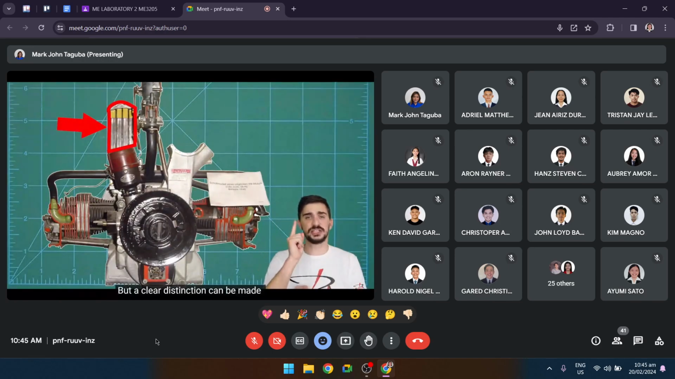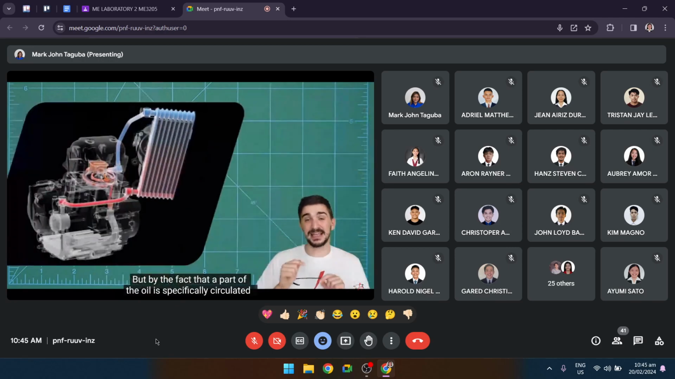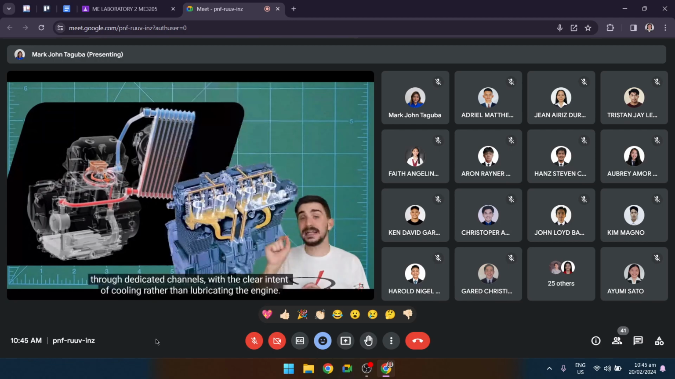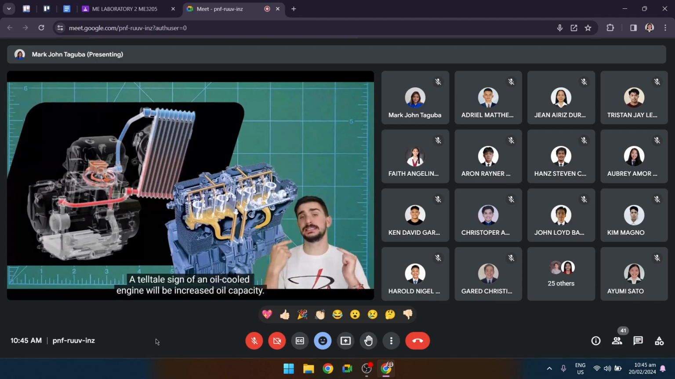But a clear distinction can be made, and an engine is classified as oil-cooled not by the presence of an oil cooler, but by the fact that a part of the oil is specifically circulated through dedicated channels with the clear intent of cooling rather than lubricating the engine. A telltale sign of an oil-cooled engine will be increased oil capacity.